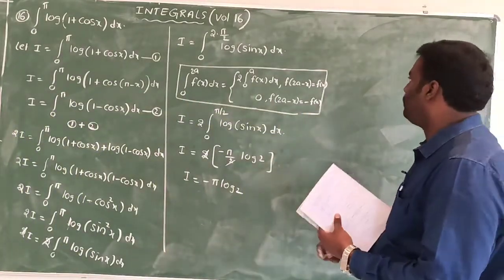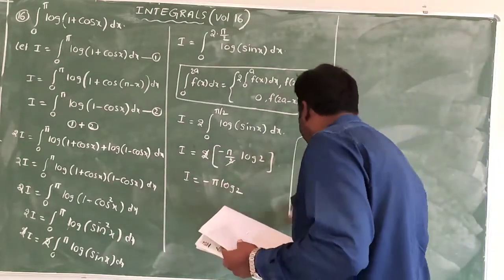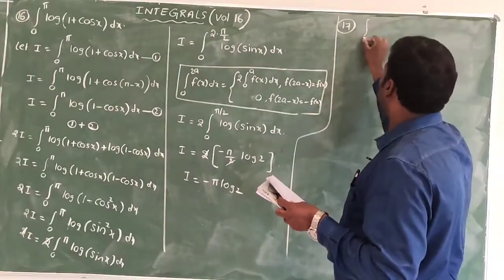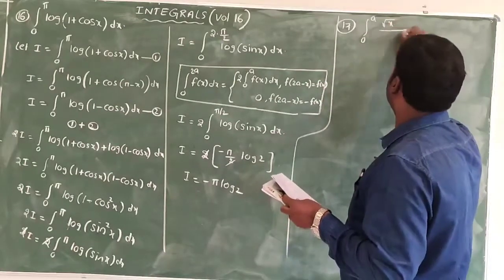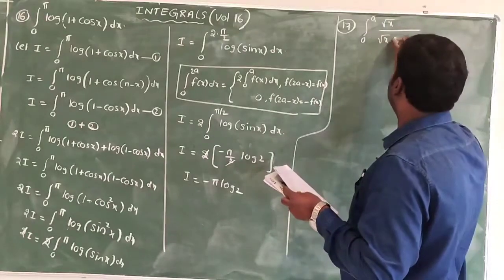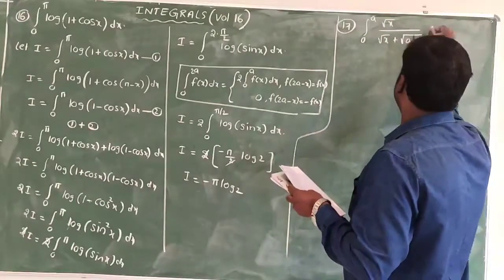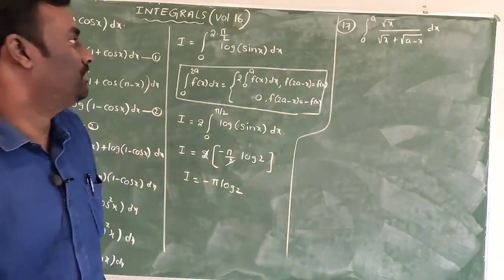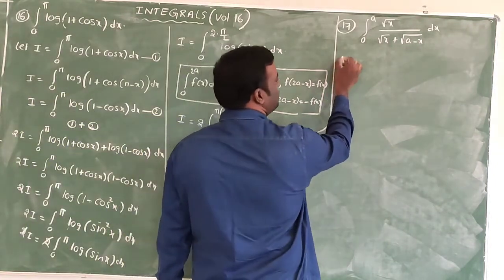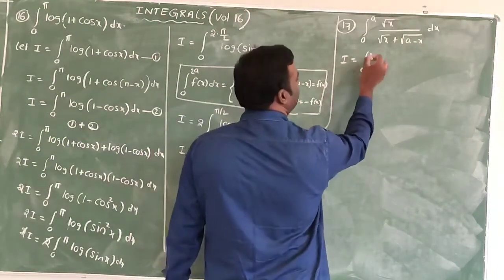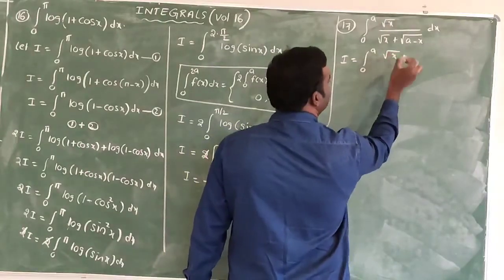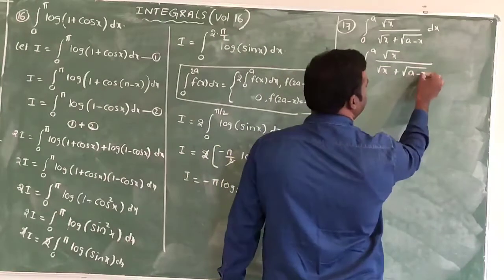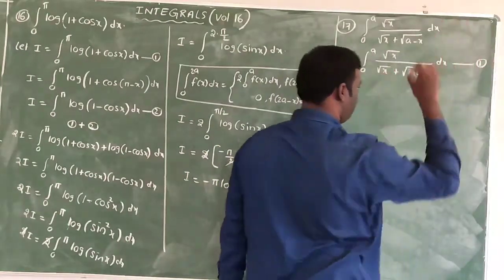Next, the 17th question. The integral from 0 to a of root x by (root x plus root of a minus x) dx. Listen, how to solve, how to find this value. Simple. First I am taking the given integration as I, the integral from 0 to a of root x by (root x plus root of a minus x) dx. This is equation number 1.